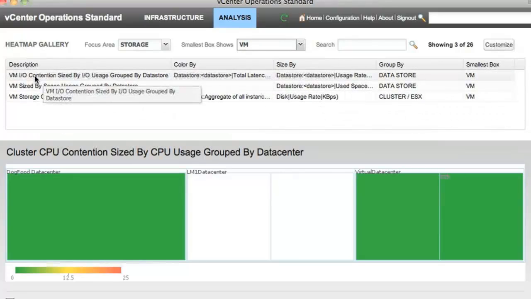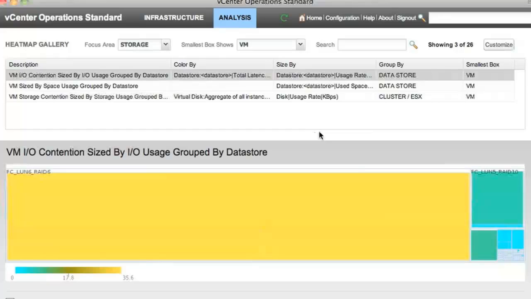We want to see which VMs have contention or latency when accessing a data store. So what do we see here? This visualization is what is called a Treemap. Treemaps are very good for showing hierarchical data. So we can see here that we have one data store, this FC16 RAID 6.